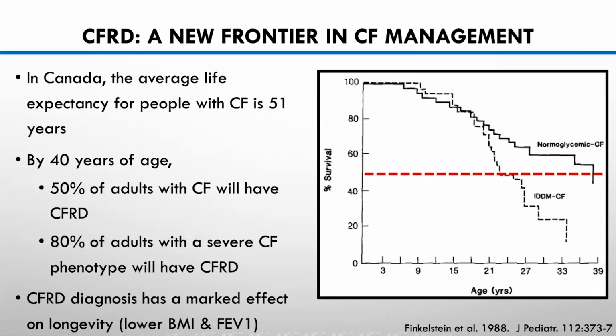So CFRD has really emerged in the last 20 to 50 years as a major complication of cystic fibrosis. Now, north of the border in Canada, the median life expectancy is 51 years, and there has been a very rapid rise of that life expectancy. But the main factor to develop cystic fibrosis-related diabetes is age. So by 50 years of age, approximately half of the adult patients will already have cystic fibrosis-related diabetes, and an additional half will have some form of pre-diabetes.